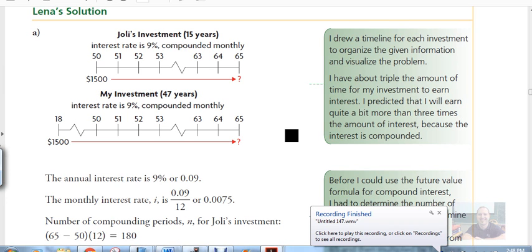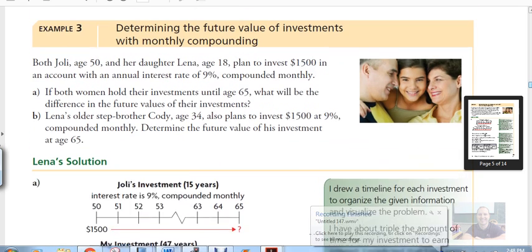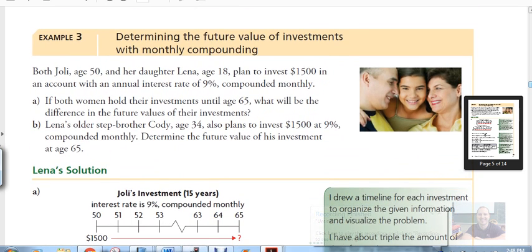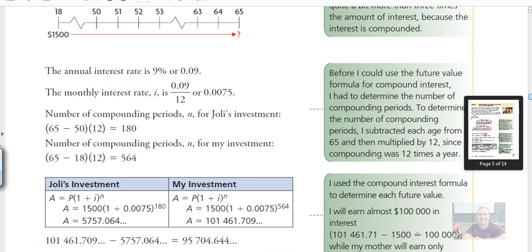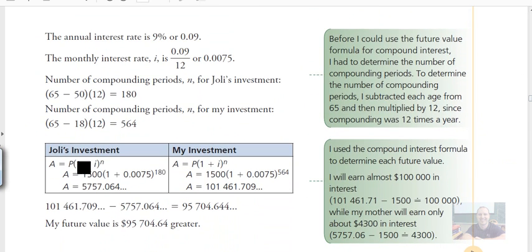We're going to be able to find out exactly how much money is going to be in her account too. Okay? So, determining the future value of these investments, we have to calculate a couple things here first, right? So, here's the formulas. There is the formula for compound interest. The annual interest rate is 9%, decimal form 0.09.